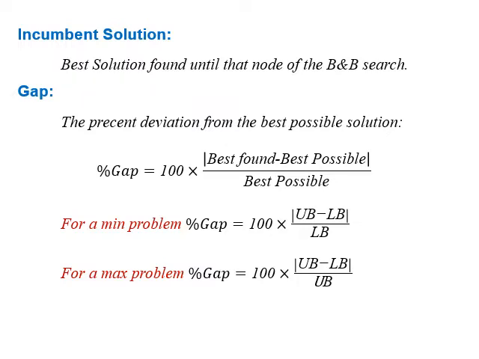So whenever the branch and bound algorithm stops, the incumbent solution that you identified is the optimum solution that the branch and bound procedure provides. So the incumbent is the best solution that you identify during the branch and bound search.